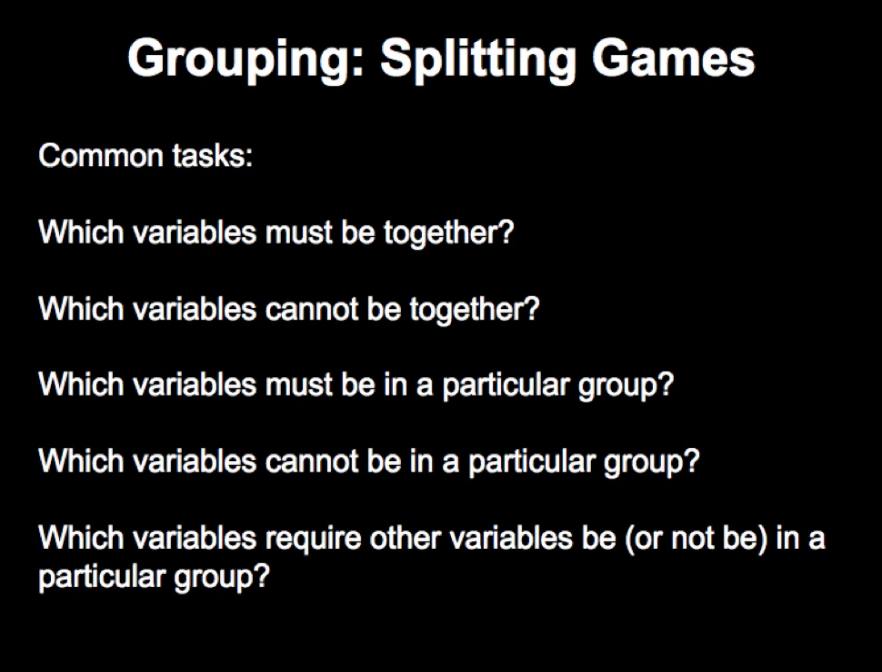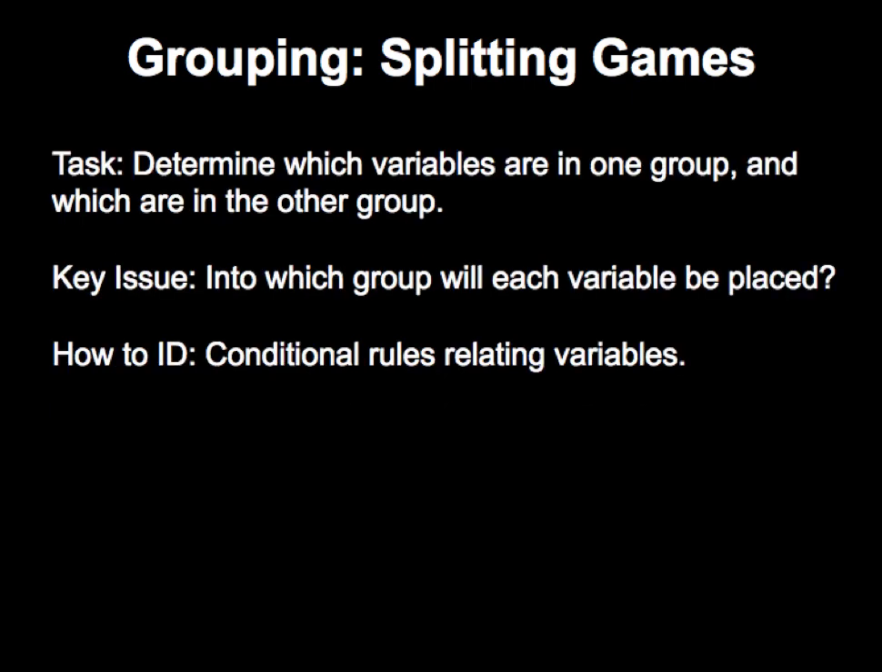Again, same ideas, which variables must be together, what cannot be together, what can be in one group, what must be in one group, what cannot be in one group, and how do those variables relate to each other, of course. Our job for this game type is simply to determine which variables will be in one group and which will be in the other group.